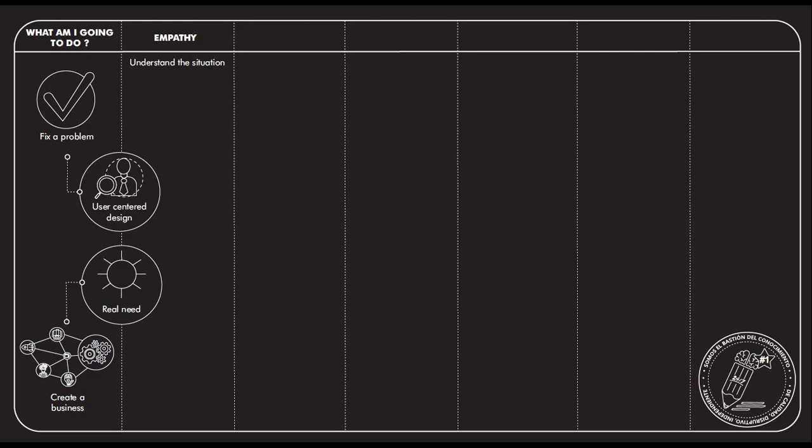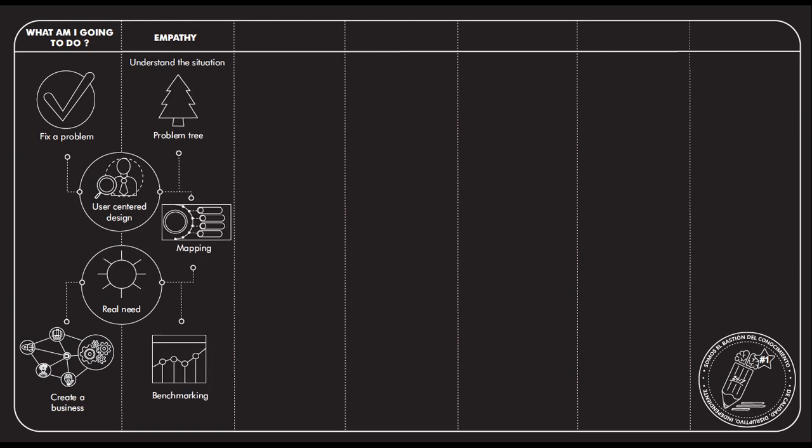Okay, so the first stage, as you know, is empathy. Empathy is to understand a situation, understand a user, understand a problem, understand a context. Which tools can help you with that? The first one is the problem tree. That is very important if you want to know the causes and consequences of a development. Also, you can make a mapping. Mapping is a very important tool as well, because it will allow you to know all the components.